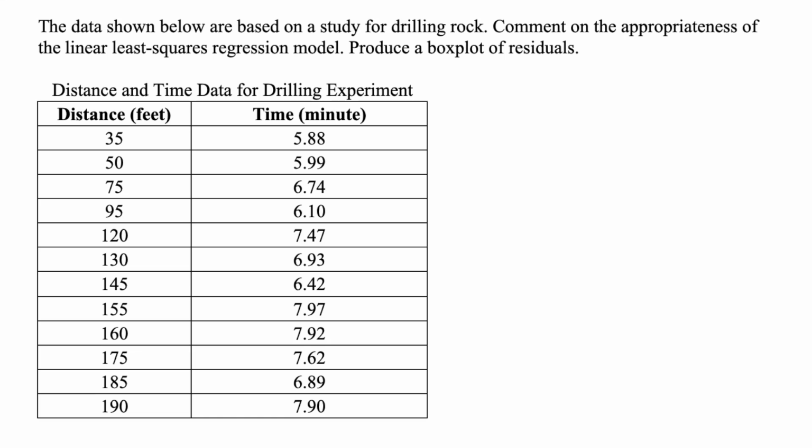We want to know if a linear model is a good way to describe the relationship between the distance and drilling time. To check that, we'll use the TI-84 to make three things: a scatter plot with the regression line, a residual plot, and a box plot of the residuals. If the residuals look random and center around 0, then a linear model is appropriate.